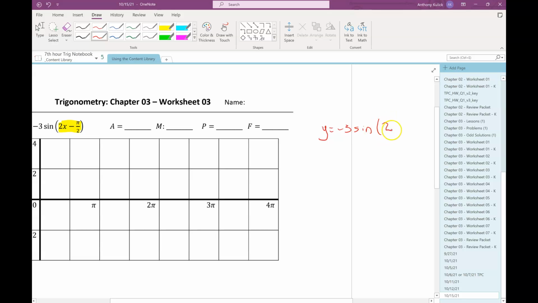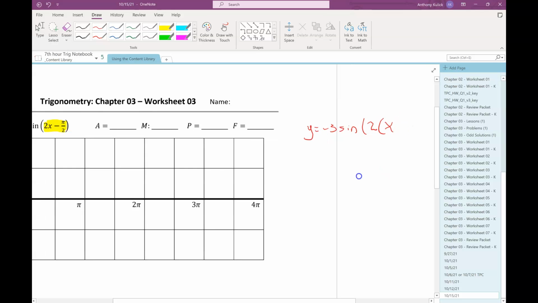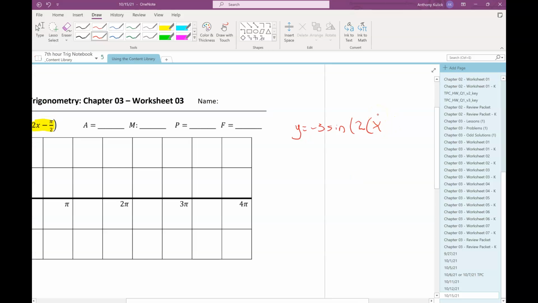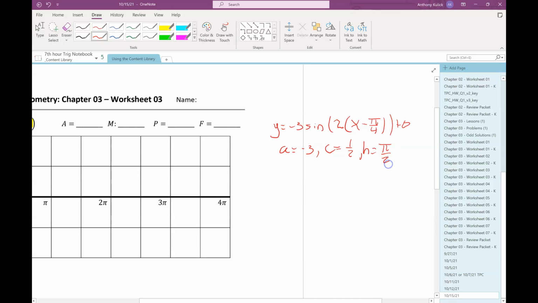So I'm going to take the 2 out. When I'm factoring something off like that, I'm dividing. So 2x divided by 2 is x. And then pi over 2 divided by 2 is the same as pi over 2 times 1/2. So that would be pi over 4. And then I'll write the plus 0 at the end. So I have A, C, H, and then K. So far, so good?